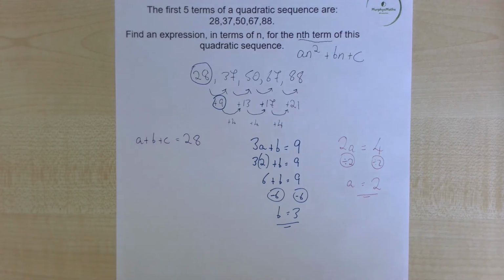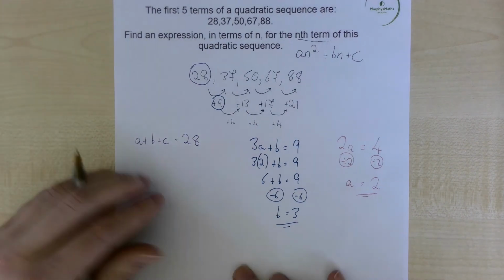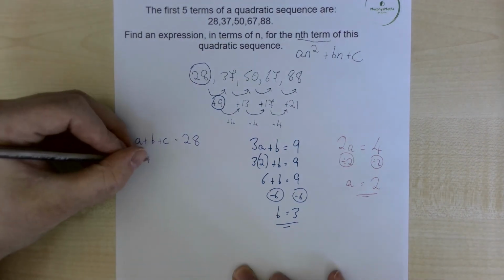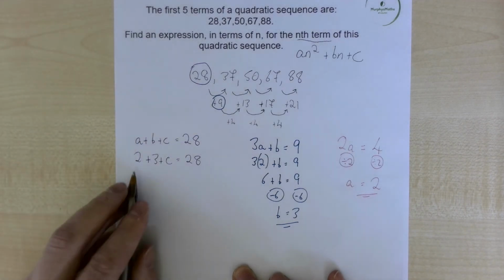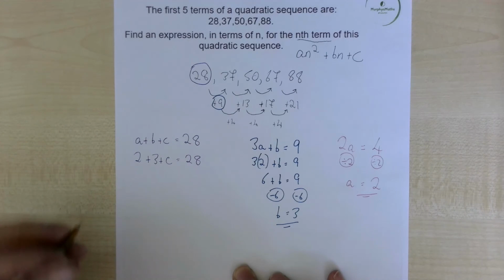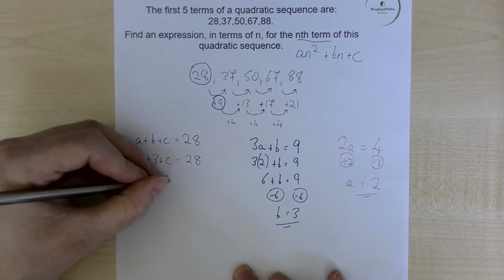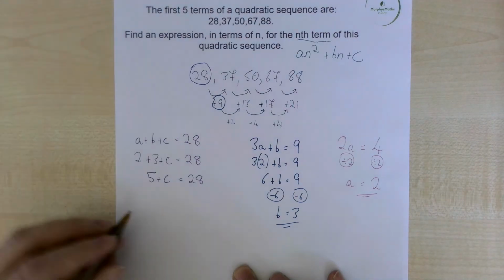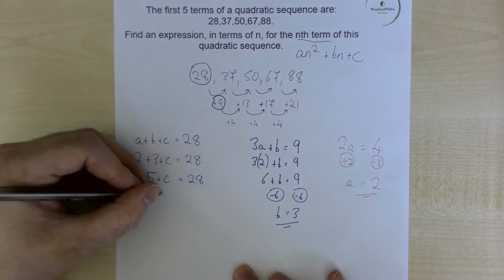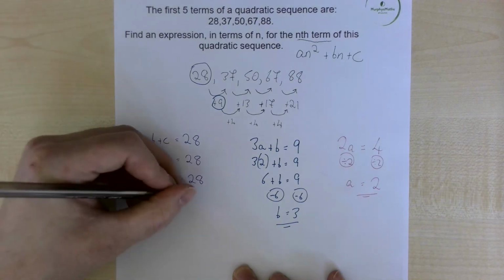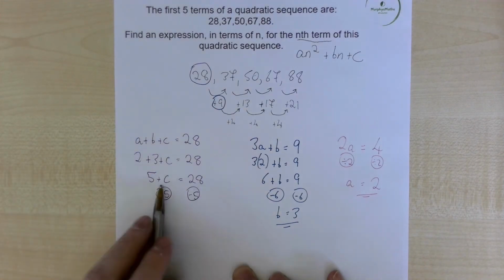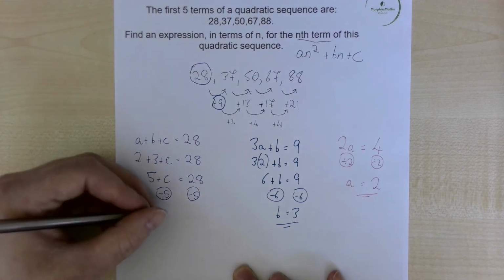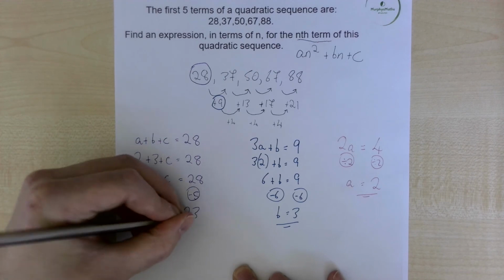And finally, a is 2, b is 3, c we don't know, but we do know that those 3 numbers need to add to 28. So 5 plus something is 28. Again, pretty obvious the answer there is 23, but show what you're doing each time. Just like when we're solving equations as well, we want both sides to balance. So c is equal to 23.